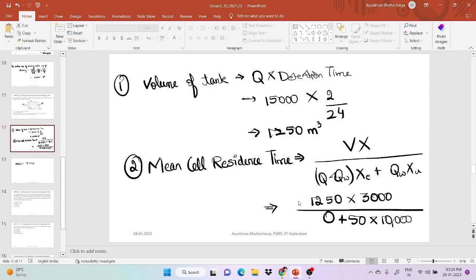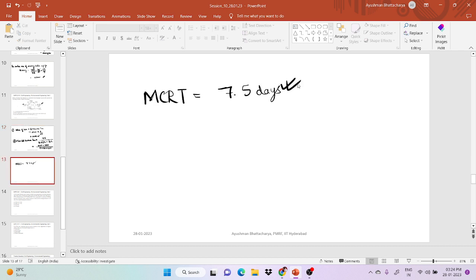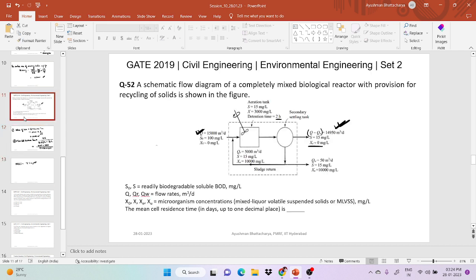So using this, now we got the MCRT value of 7.5 days. Okay. So before proceeding to the next question, I will again just explain you the concept. In this, they have given a schematic diagram with the provision of recycling of solids. They have given the data of how parameters are varying within the system, and they have denoted with Q naught, S naught, and X. Okay. So they are asking this question: what will be the mean cell residence time?